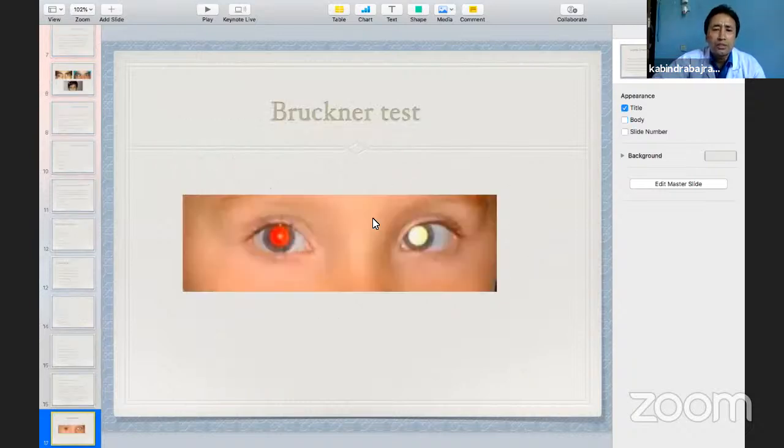So here we can see the right eye has a normal red reflex, whereas in the left eye there is a bright reflex and the eye is esotropic.